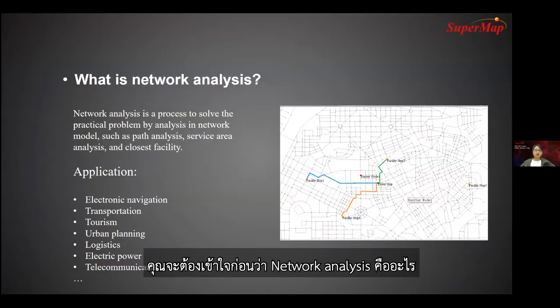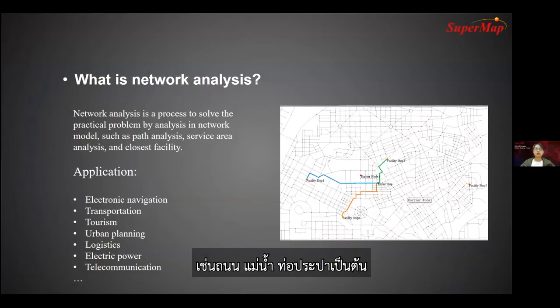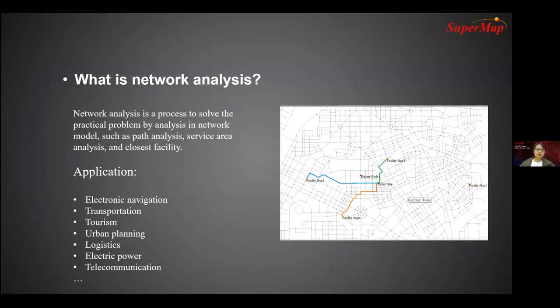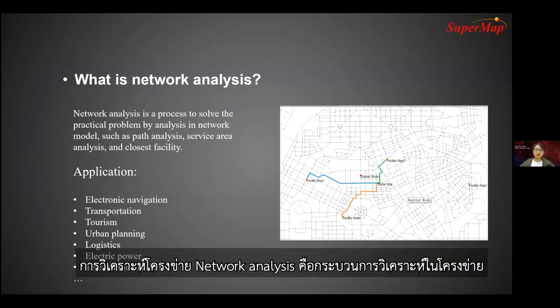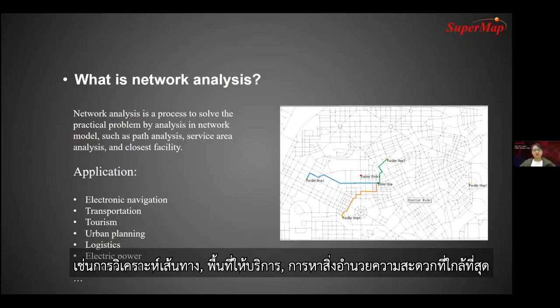In this part you need to understand what network analysis is, because it exists in our real life, such as the roads and also the rivers, pipelines, and such. So the network analysis is a process to solve practical problems by analysis in a network model, such as path analysis, service area analysis, and closest facility analysis.